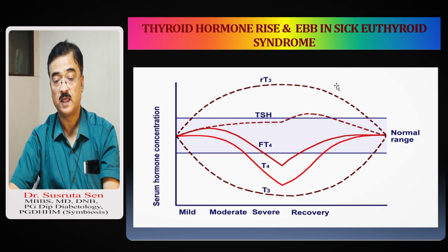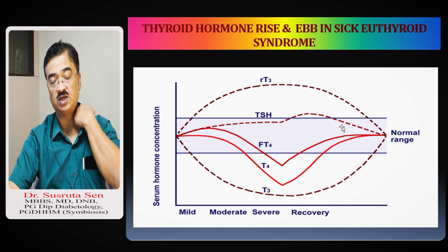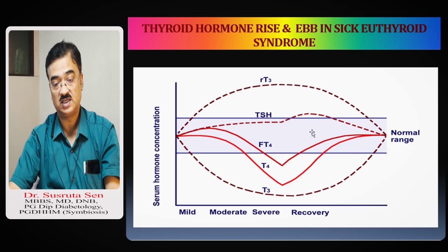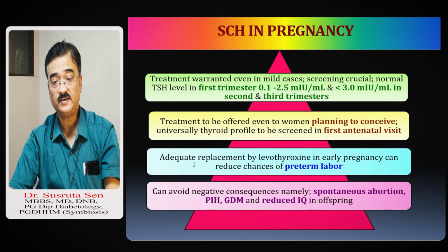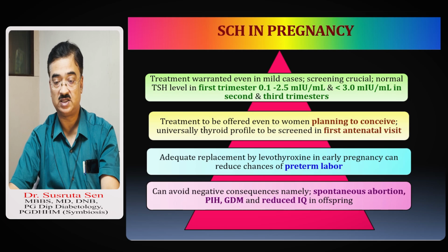So therefore, never treat a patient with a chronic illness who is suddenly found to be hypothyroid. This is a condition called Sick Euthyroid Syndrome. You should be very aware of this kind of condition. Now, subclinical hypothyroidism in pregnancy, you cannot take a chance.